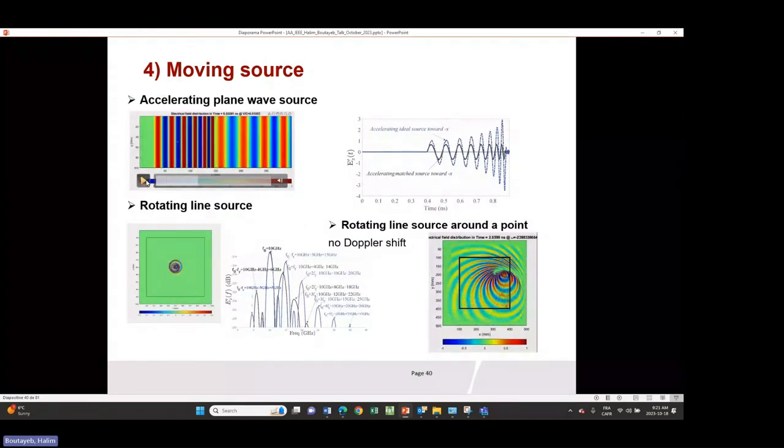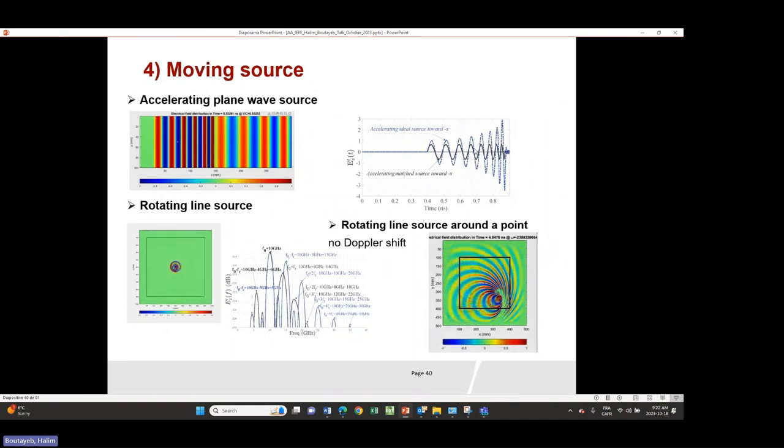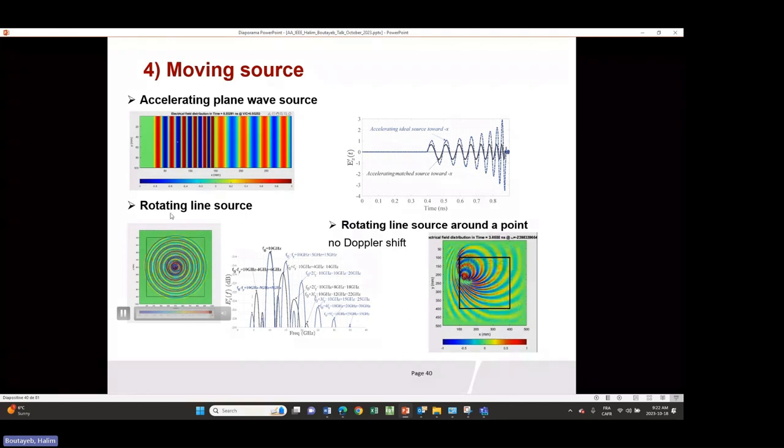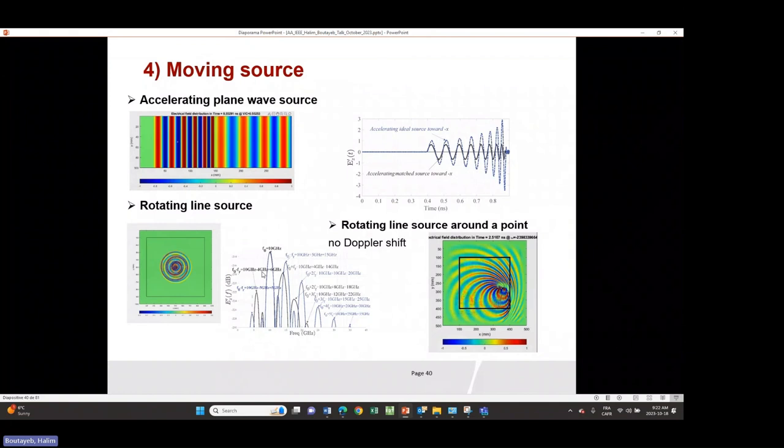We can also have an accelerating plane wave source. I plot here an accelerating ideal plane wave source, so the amplitude doesn't change. And the other one is an accelerating plane wave source which is non-ideal, so the amplitude is increasing. Here we have a rotating line source. We can see different frequencies in the spectrum, which has intermodulation of the frequency of rotation and the frequency of the source, the sine function.